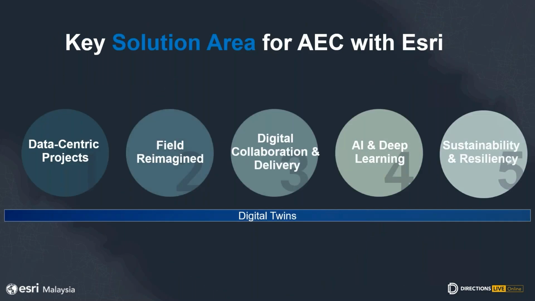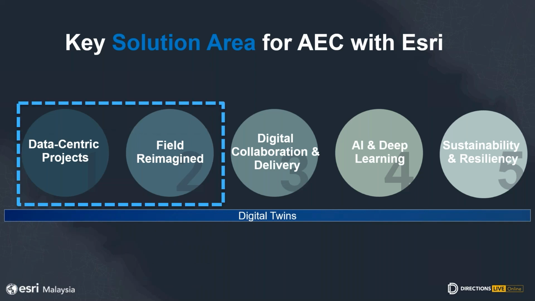At Esri, we have identified 5 key solution areas that are essential for enhancing AEC projects: data-centric project, field reimagining, digital collaboration and delivery, AI and deep learning, sustainability and resiliency, and where all of this will lead to digital solution. However, in today's session, I'll focus on just 2 of these solutions, which are the data-centric project and field reimagining.